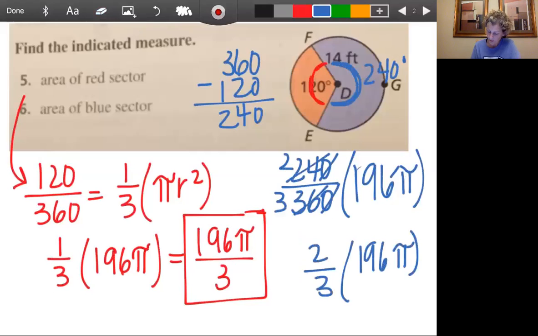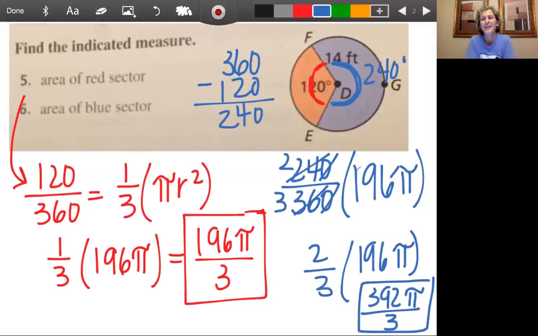Then we can multiply to finish this up. 196 times 2 is 392, so we have 392 pi over 3. Yikes, that is a yucky answer, but that would be your answer. And again, if it asks you to put it in decimal form, then that's just 392 pi divided by 3. All right, great job.